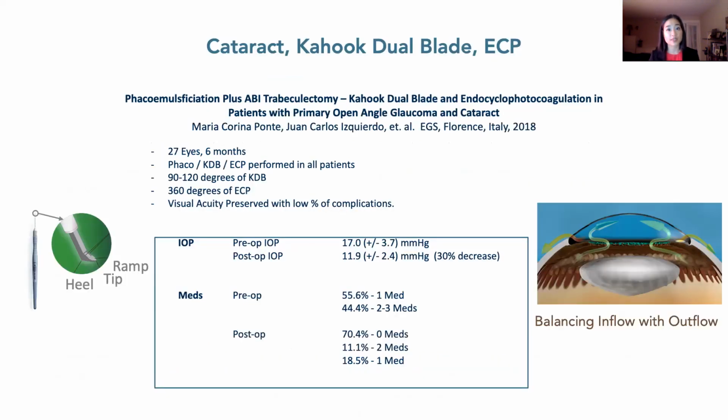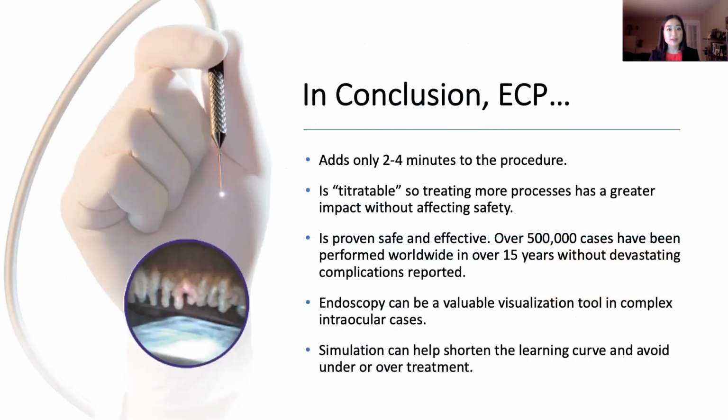Here's another retrospective study demonstrating promising outcome of adding ECP to phaco KDB goniotomy in primary open angle glaucoma patients. So in conclusion, ECP's ability to directly visualize the target tissue and titrate the treatment leads to a safer and effective way to decrease intraocular pressure with a very low risk of vision-threatening complications.